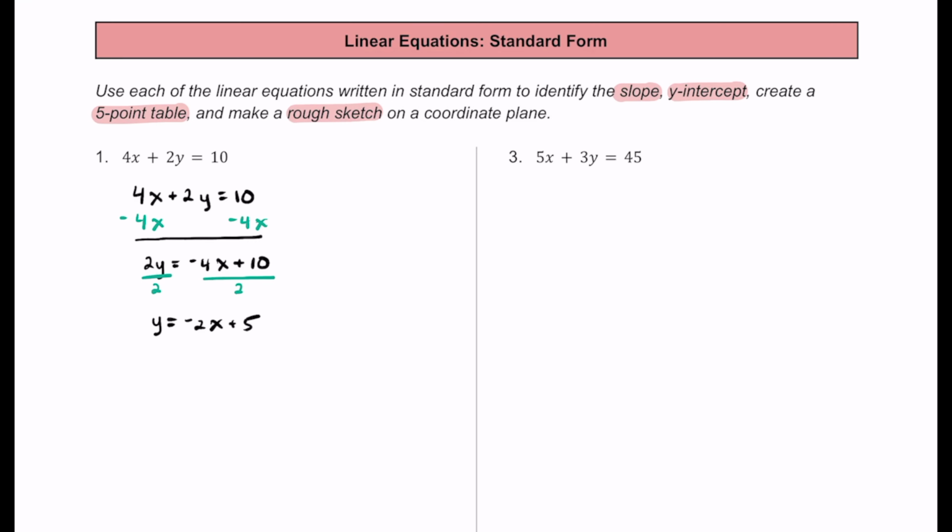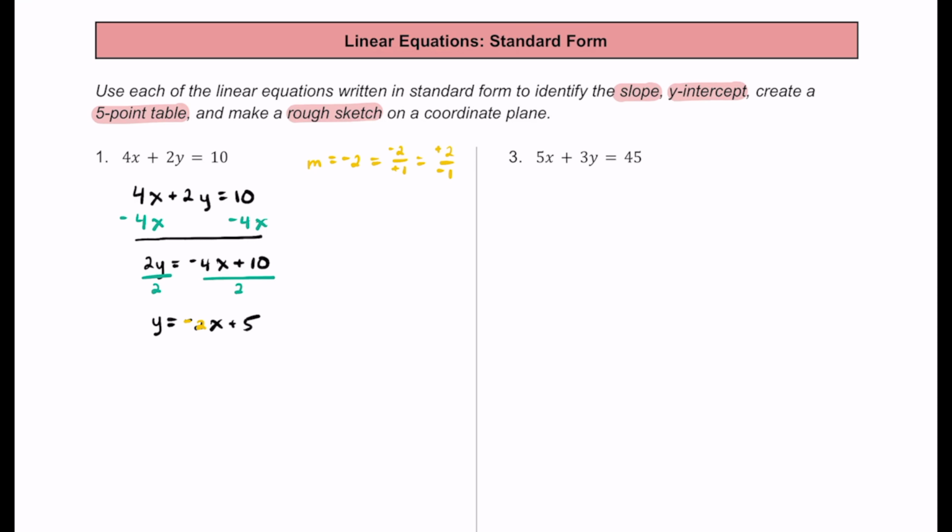So when we're identifying our slope here, the slope is going to be this negative 2. So I'm going to write up here that m, or the slope, is equal to negative 2. And you can think about that as a ratio of negative 2 to positive 1, or you can think about that as a positive 2 to a negative 1, right? Either way is going to be fine.